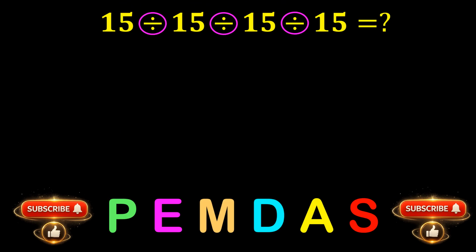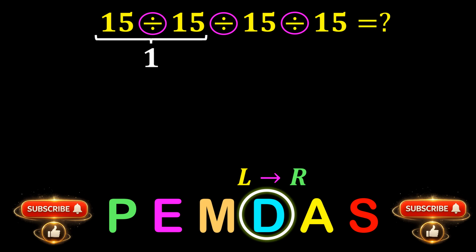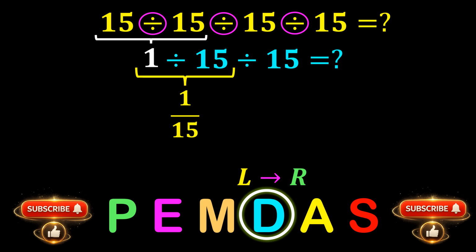Now let's get into the correct way to solve this problem. Since the expression only contains division, we have to work from left to right. First, we divide 15 by 15, which gives us 1. So the expression becomes 1 divided by 15 divided by 15. Next, we do 1 divided by 15, which equals 1/15. Now the expression becomes 1/15 divided by 15.